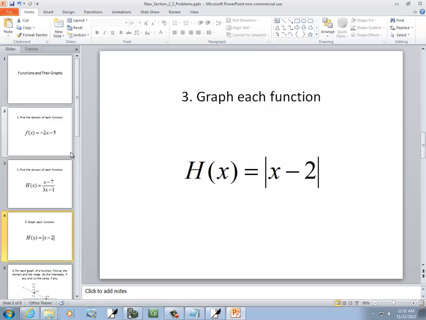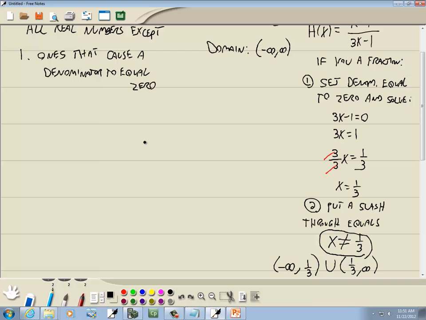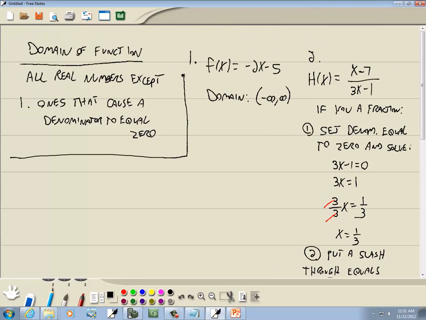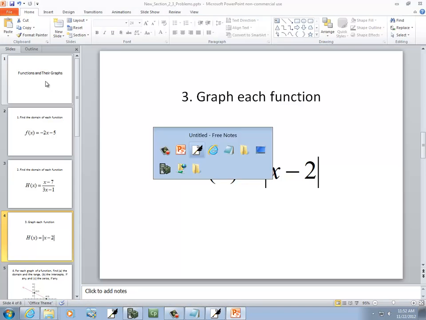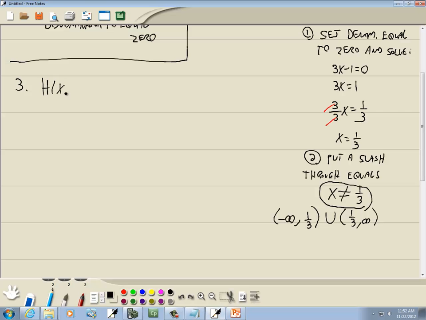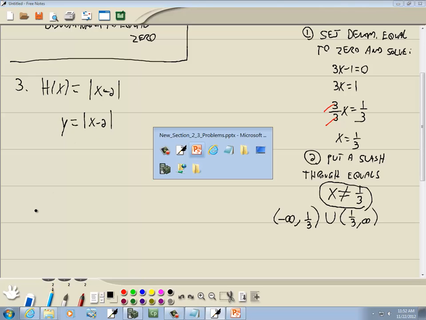Now, next problem wants us to graph a function. And they're just trying to point out here that it's kind of the same as before. So we got h of x is equal to absolute value of x minus 2. You'll get used to function notation being interchangeable with your y. So this is just y is equal to absolute value of x minus 2.